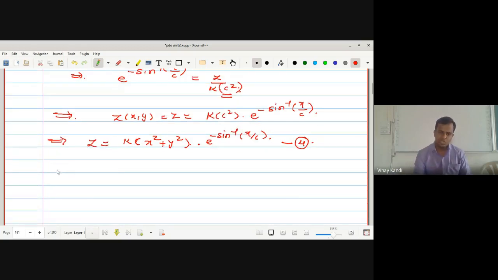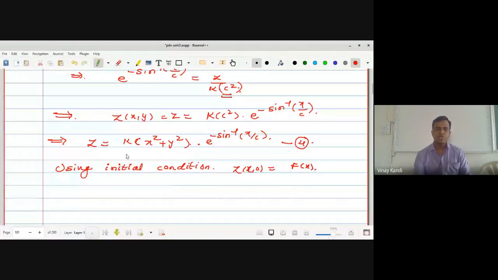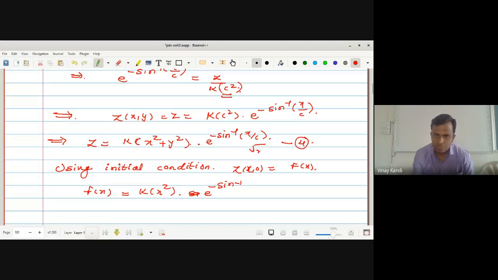Okay, now what is the initial condition? Using the initial condition, z of x, 0 is equal to f of x. You have to find the value of k. So put f of x instead of y, put 0. That equals k of x square into e raised to minus sine inverse of x upon c, where c is the square root of x square plus y square. Now putting y equal to 0, we get only x upon square root of x square, so x upon x is 1, so sine inverse 1.